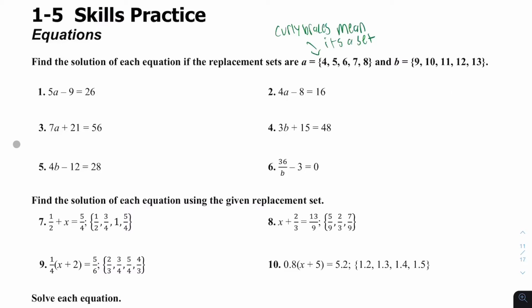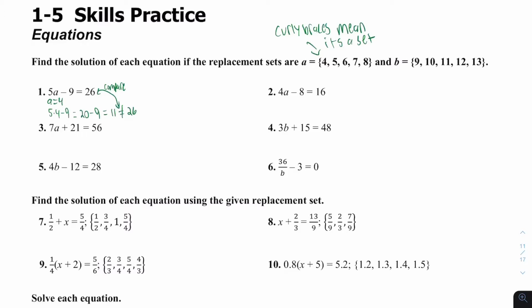So to do the first question, we're going to plug in 4 first. So we're going to say a equals 4. If a is equal to 4, then the equation has 5 times 4 minus 9. 5 times 4 is 20, minus 9. 20 minus 9 is equal to 11. And we're going to compare now. We're going to compare the original equation to this new one. We plugged in a and we got that the answer was 11. Is 11 equal to 26? No. So that means that 4 is not the solution that we're looking for.